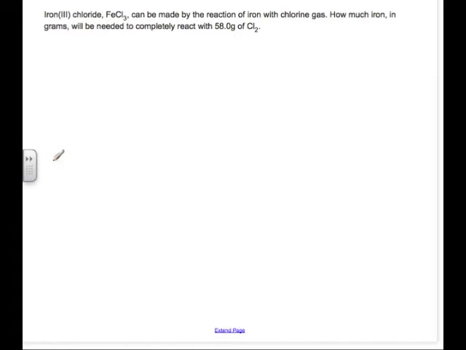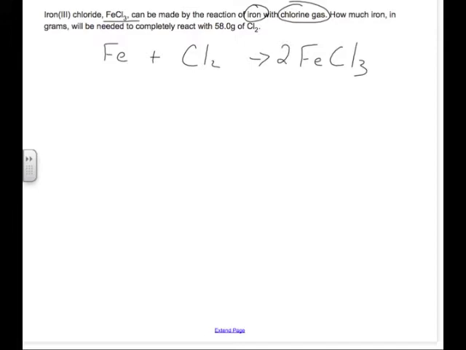So I need to go ahead and write this equation, because if this equation is not balanced, I can't use it. So this is a reaction of iron with chlorine gas. So that's Fe plus Cl2, and we are making iron 3 chloride, FeCl3. That's my whole reaction. It's very simple. It's not balanced yet though, so we need to go ahead and take care of that. If I put a 2 here, a 3 here, and a 2 here, I think that has it all balanced out.